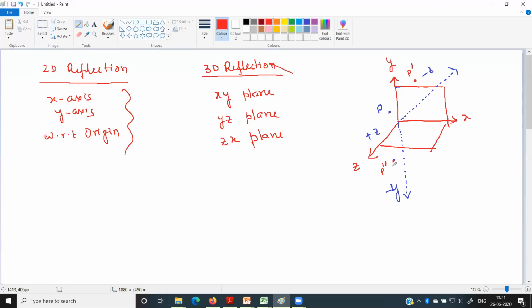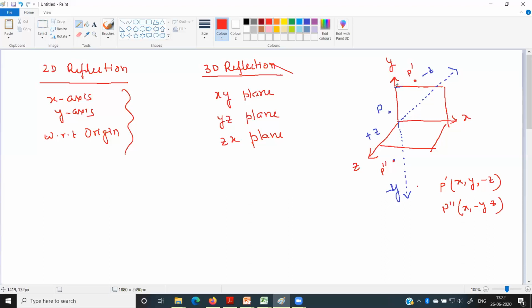Similarly, in this plane what happened? Here the X and Z values will remain positive, but only the Y value is negative. So here the point P double dash will be, I am writing over here, the point P dash, the previous one, will be X, Y remains the same, only the Z will be negative, so X, Y, minus Z. In that case, for P double dash, Y is negative, so it will be X, minus Y, Z.